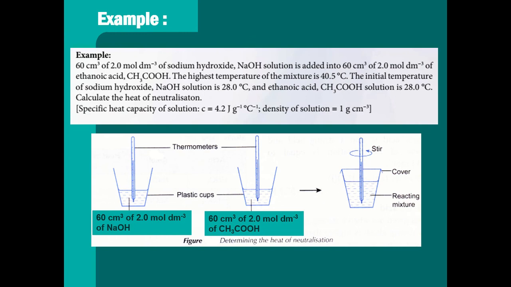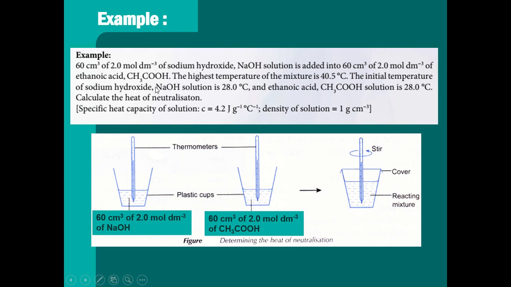Alright. So kita terus tengok example of the calculation. Jadi di sini ni adalah diagram dia. Kita ada dua reactant, which is satu acid, satu base. Okay, so 60 cm3 of 2 mole NaOH, ini volume and concentration is added into 60 cm3 of 2 mole, ni volume, ni concentration of ethanoic acid. Okay, so ini reaction antara strong base dengan weak acid. So the highest temperature of the mixture is 40.5 degrees Celsius.